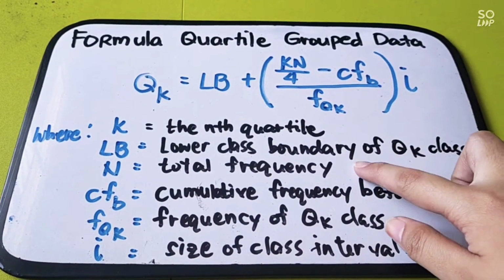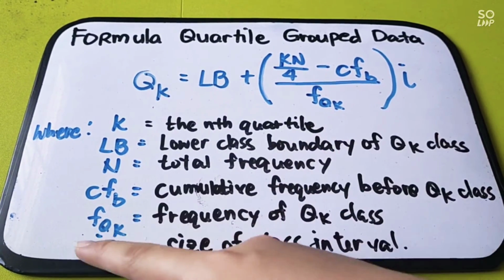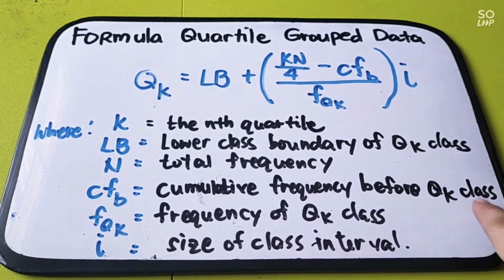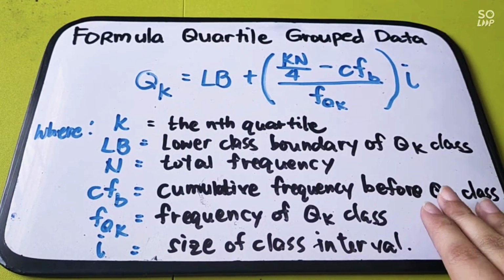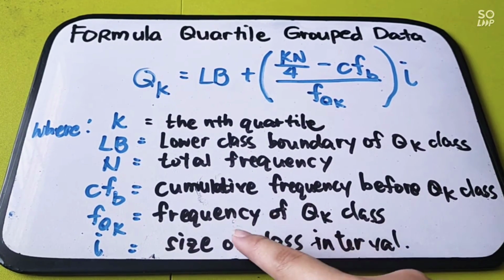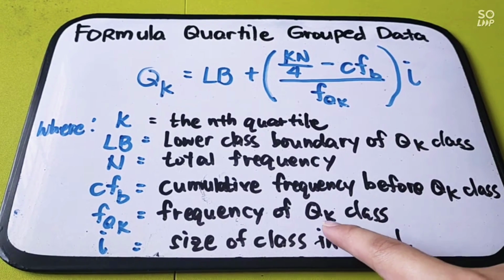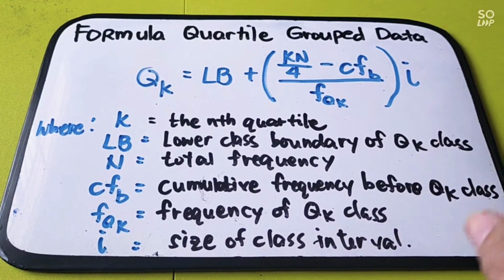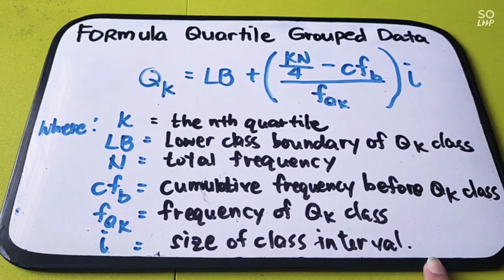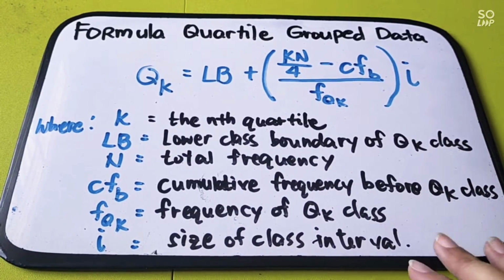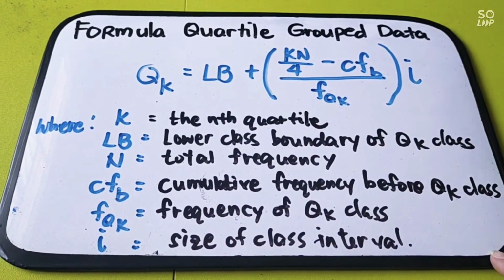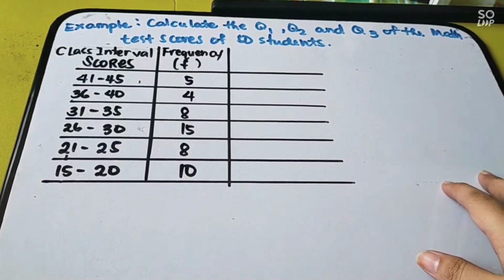N is the total frequency, how many there are in all in our given data. CF sub B is the cumulative frequency before the QK class. Later you will see how we get this. Next, F sub QK means the frequency of the quartile or Q sub K class. This is our quartile class. Then, I is the size of the class interval. Okay? So let us have an example so you will know where these are in the formula. Let's move. Let us consider this example.